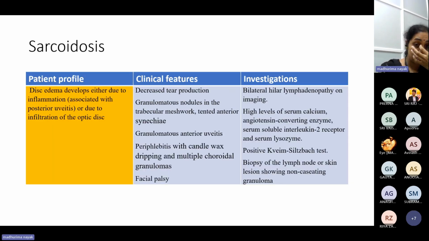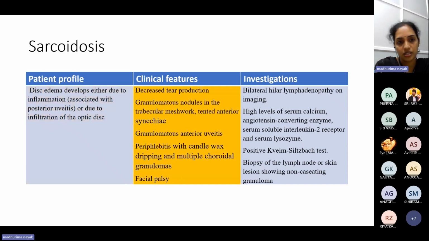Coming to sarcoid, disc edema can be due to inflammation or due to infiltration of the optic disc. Rarely, it can be due to raised intracranial tension due to neurosarcoidosis. What are the clinical features that will hint that this may be sarcoid? There can be decreased tear production on Schirmer's test. You can find granulomatous nodules in the trabecular meshwork or tented peripheral anterior synechiae. You may see features of anterior uveitis, or old anterior uveitis, which is usually granulomatous.